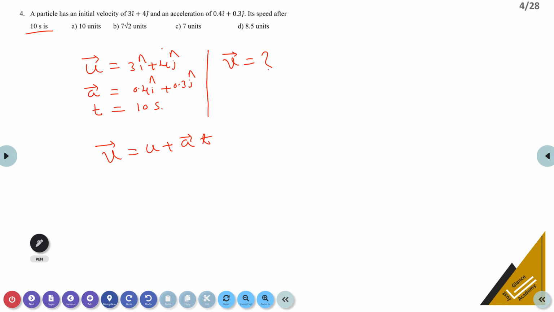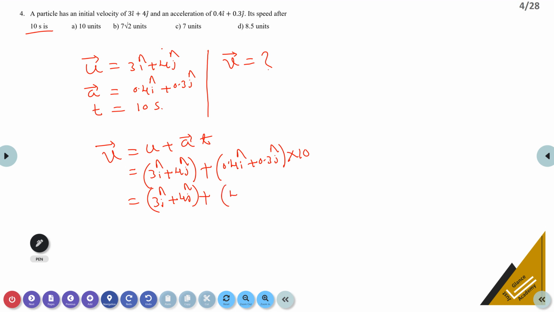Substitute this. The u value is 3i cap plus 4j cap, plus the acceleration 0.4 i cap plus 0.3 j cap, into 10 here. Then this you are getting 3i cap plus 4j cap. Okay, this is one term. Then after multiplying this, this becomes 4i plus 3j. Now you add the i component.